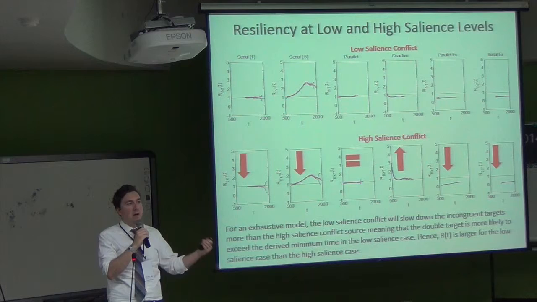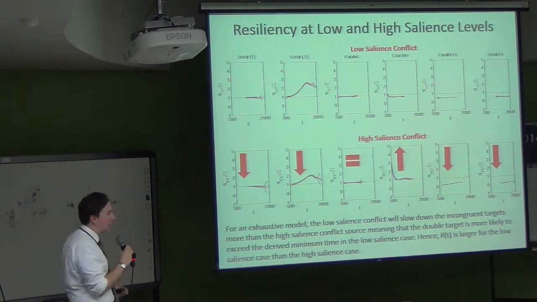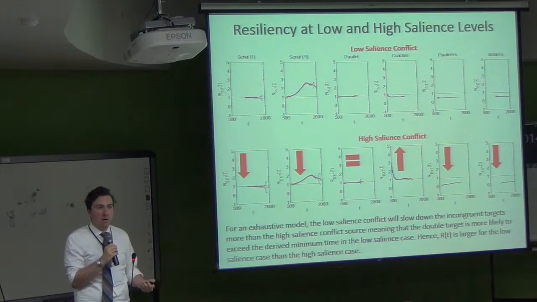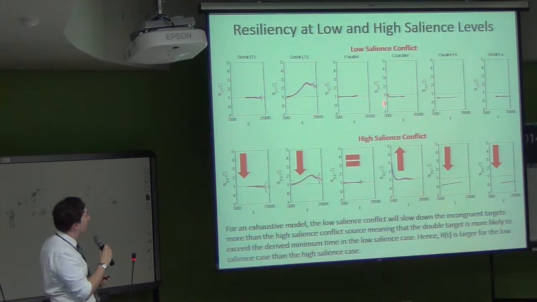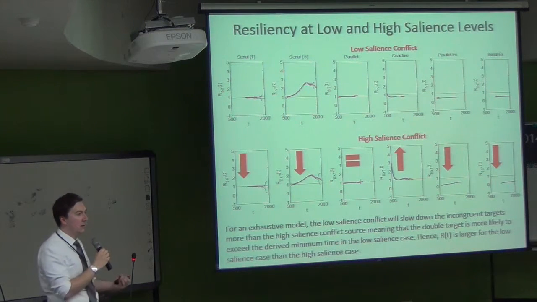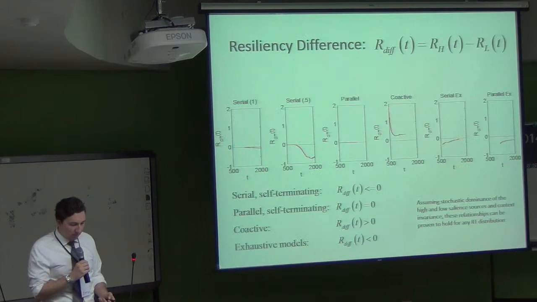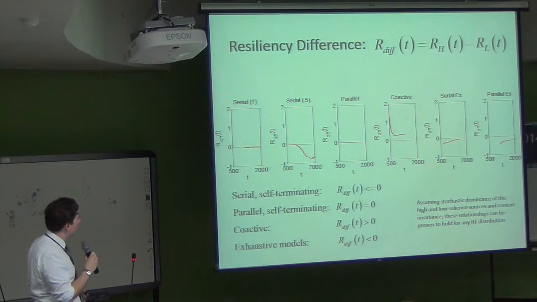So if we just went out and applied resiliency on its own, we wouldn't really be able to tell much about the underlying processing architecture. These curves on their own for just one of these cases don't really give us any clear signal about what the underlying processing architecture actually is. But as we vary the salience of the conflicting information, we get very clear patterns of the direction in which that resiliency function should move. So in fact, what we can do is just subtract these two functions and recover the identifiability of each of the architectures.